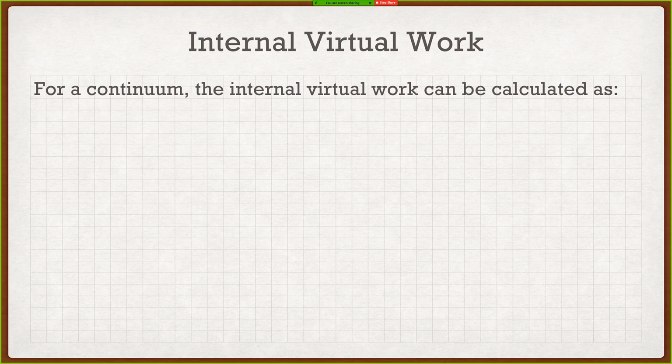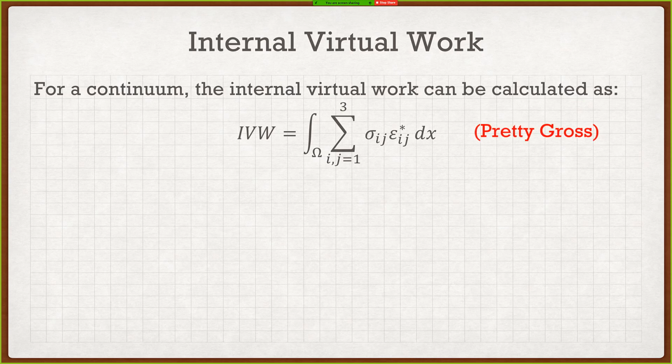So we're going to start off with the internal virtual work because for a continuum, the internal virtual work can be found using a simple formula, which is the integral over the domain of the summation of sigma ij multiplied by epsilon ij star over, again, the domain. So if I'm looking at this, there's one thing that comes into my head. This is pretty gross. I don't really want to solve this yet. Again, there's a summation in there. I'm going to have to figure that out. I'm going to have to take an integral over a domain. I'm not sure what that means. So we got to try and simplify this as best we can.